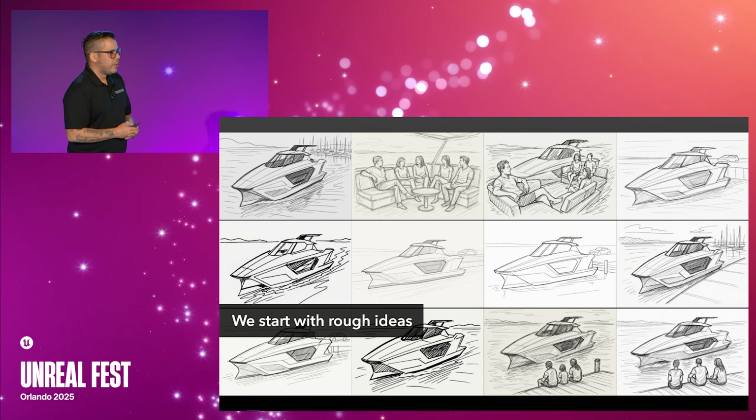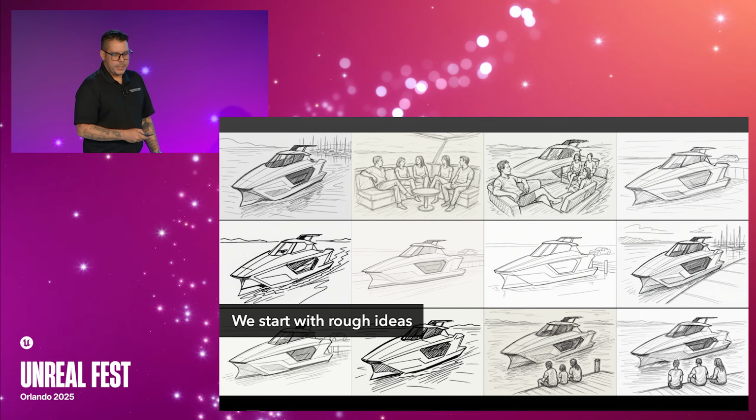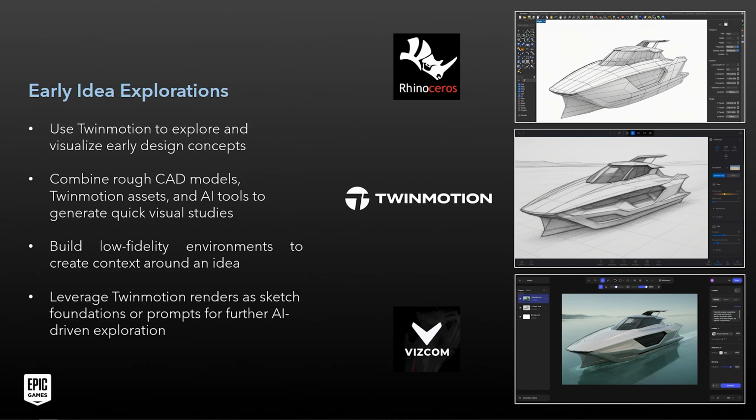And then from there we go, okay, we're starting to get a low-commitment kind of process going, so we can just quickly iterate ideas and figure out what the concept might be, right? So we start with the rough idea, and then we start bringing in the tools. This is where Twinmotion and the use of Twinmotion in our process starts getting interesting, because first we start with Twinmotion to explore and visualize early design concepts. We combine rough CAD models with Twinmotion assets and AI tools to go through this iterative, circular process to see where the concept can go.